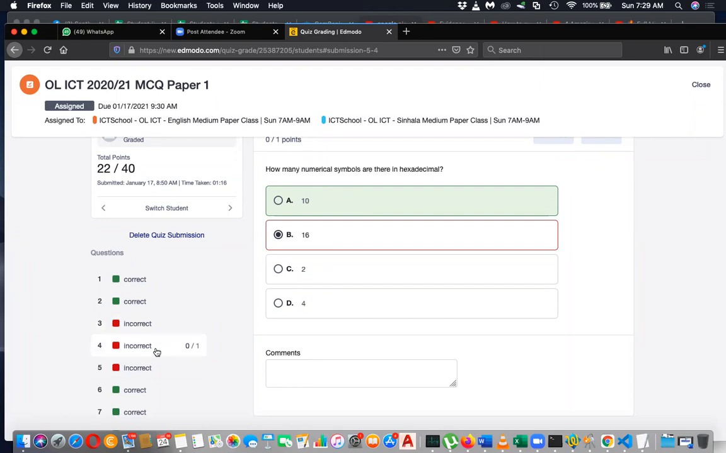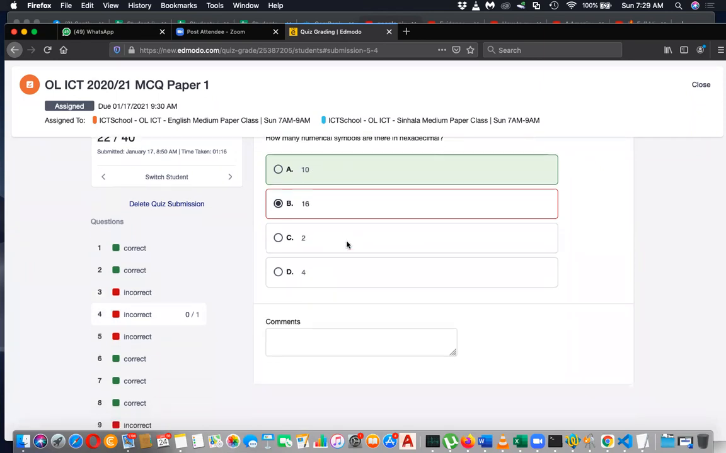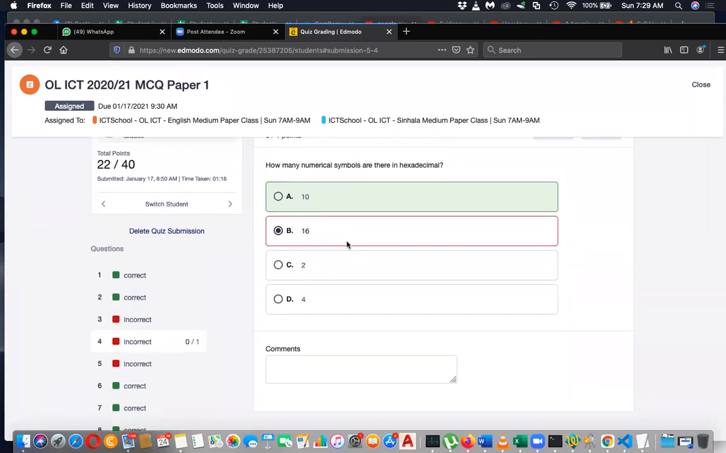Then next one. This question, most of you have answered in the wrong way. How many numerical symbols are in hexadecimal?